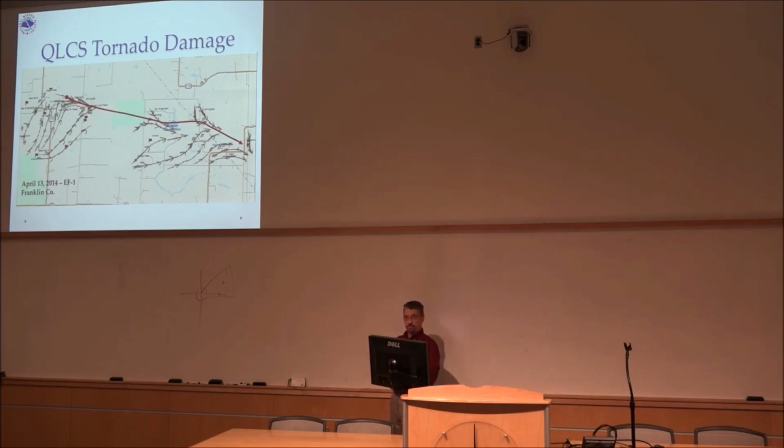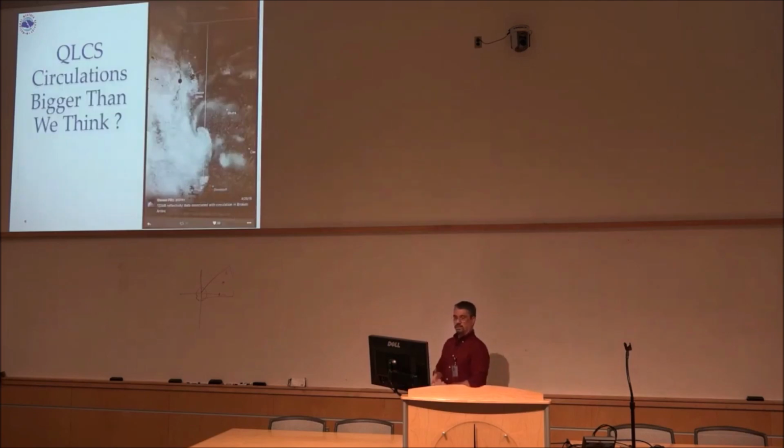It was a decent EF1 tornado, and so we could pick out damage that looked like tornado damage underneath the couplet, underneath the little hook. So we do know that at times those are real tornadoes. Sometimes I think QLCS circulations are bigger than we think. I think this one's a really cool one.